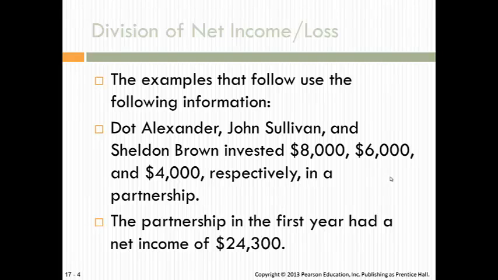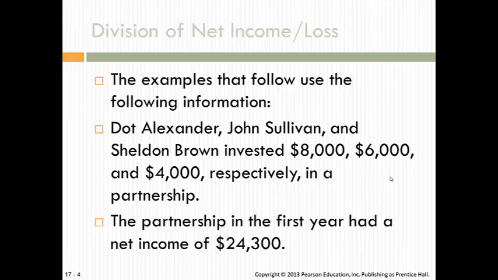Let's work through the various situations presented in the textbook. These situations will be based on the following facts. So we have Dot Alexander, John Sullivan, and Sheldon Brown invested $8,000, $6,000, and $4,000 respectively in a partnership. These are their beginning capital balances. The partnership in the first year had a net income of $24,300.